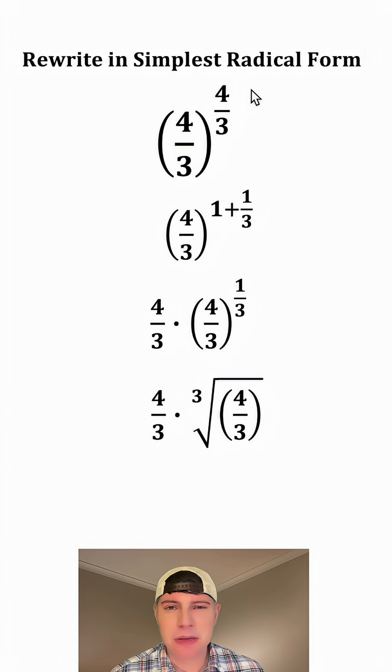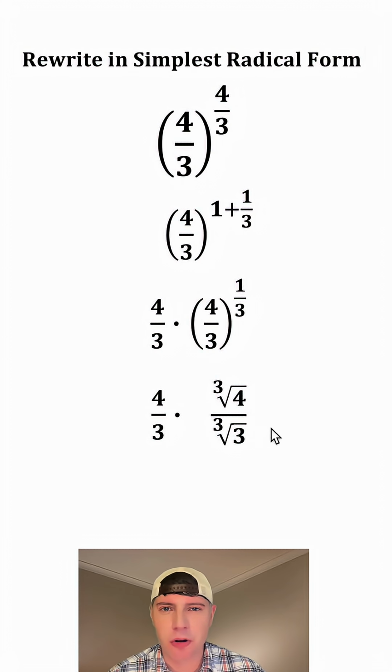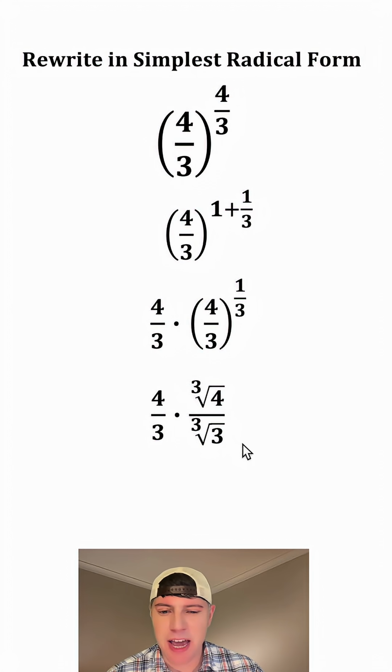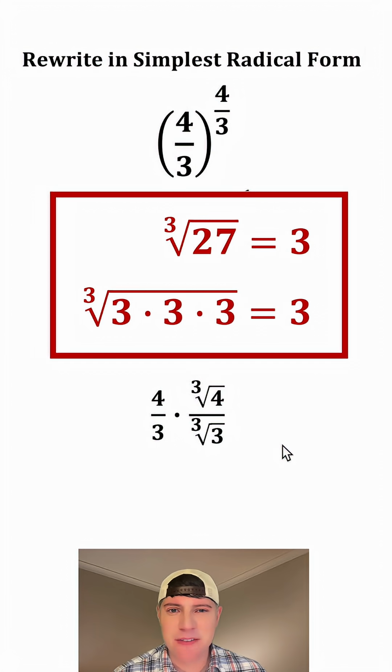And let me show you what I mean by simplest radical form. For the cube root of a fraction, you can give the top and the bottom their own cube roots. So the cube root of 4/3 is the same thing as the cube root of 4 over the cube root of 3. The simplest radical form means we're not supposed to have a radical in the denominator. So we've got to figure out how to change this cube root of 3 into something that's not a radical. Well, the cube root of 27 is equal to a whole number, 3, and that's because 27 is 3 times 3 times 3.